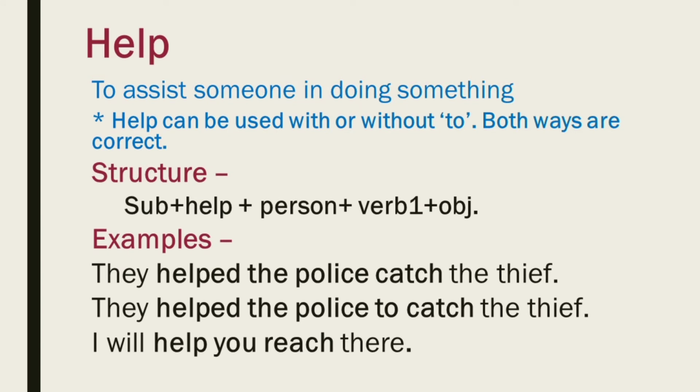And now we'll be moving on to the next one, that is help. Means to assist or help someone in doing something. Let's see the sentence structure. Subject, then the verb help, then the person who is being helped, then base form of the verb, that is V1, then our object. Here, our subject is gonna help the person in doing the task or work that is mentioned as the base form of the verb. Let's see an example to understand. They helped police catch the thief. उन्होंने चोर को पकड़वाने में पुलिस की मदद की.